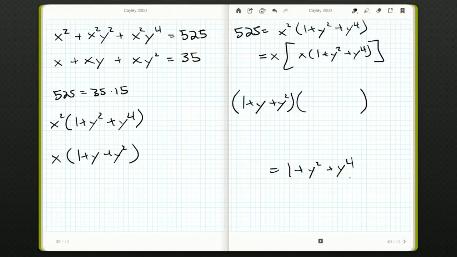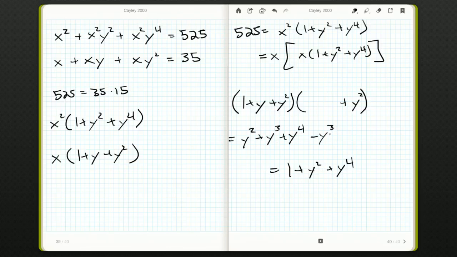So if I want to get this y to the fourth out, I will definitely need another y squared to go with this y squared. So right now we have 1 times y squared, so the y squared, plus y cubed plus y to the fourth. Okay, so we have the y to the fourth already covered, but we have a y cubed in our intermediate expression, but we don't have a y cubed out here, so we need to get a negative y cubed.